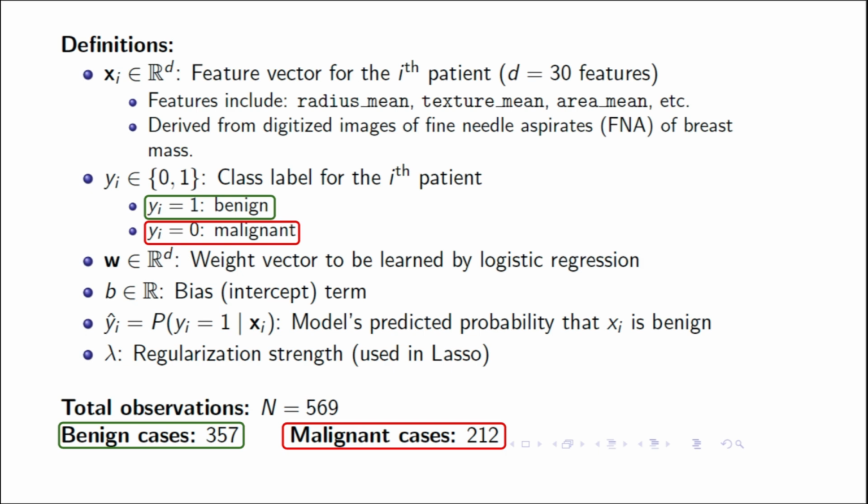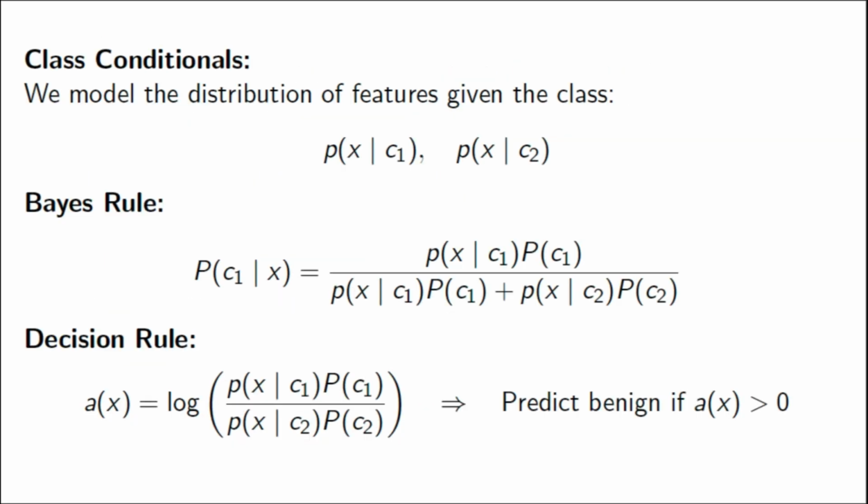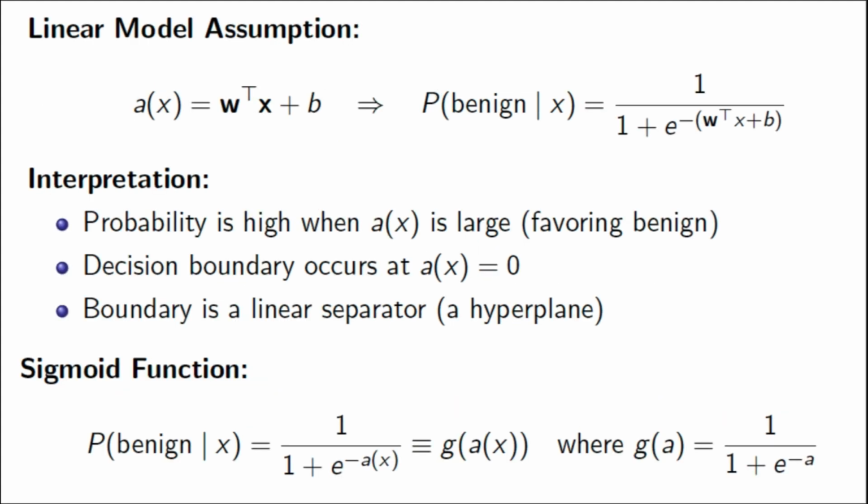Our dataset contains 569 patient observations, each represented by 30 features derived from digitized images of fine needle aspirates of breast tissue samples. Each case is labeled as benign or malignant. We modeled the distribution of the features for each class using Bayes' rule to estimate the probability of a tumor being benign. If the log ratio of probabilities is greater than 0, we classify it as benign.